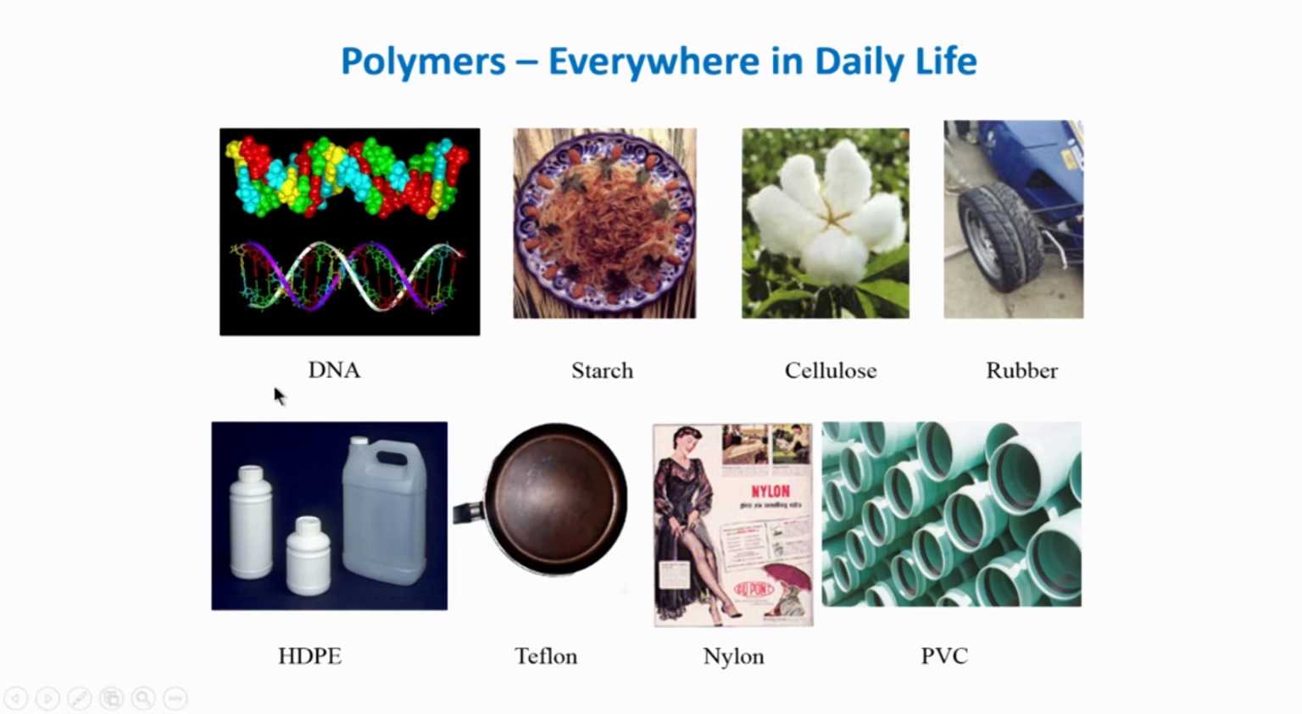Polymers are everywhere in our daily life. Our own DNA is made of a very large polymer. We have starch and sugar molecules, cellulose, rubber, which we use in all kinds of vehicles. We have plastics that we use for our daily groceries and for whatever other applications. The cooking utensils, Teflon is made of them, nylon are clothes that we wear, the PVC pipes that we use in our buildings. The polymers are basically everywhere in our daily life.